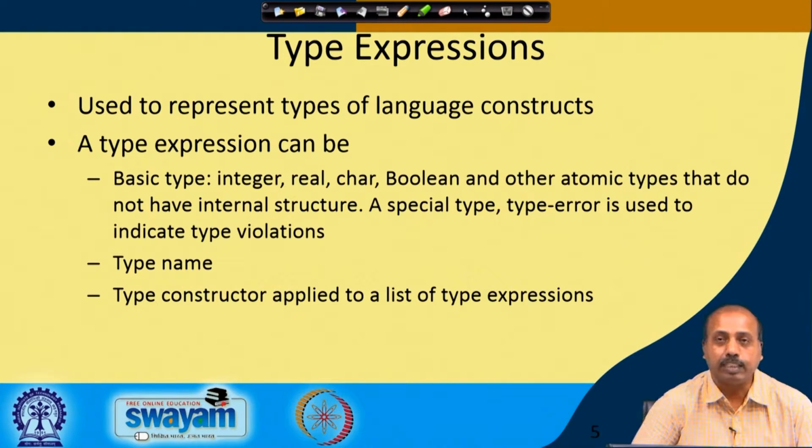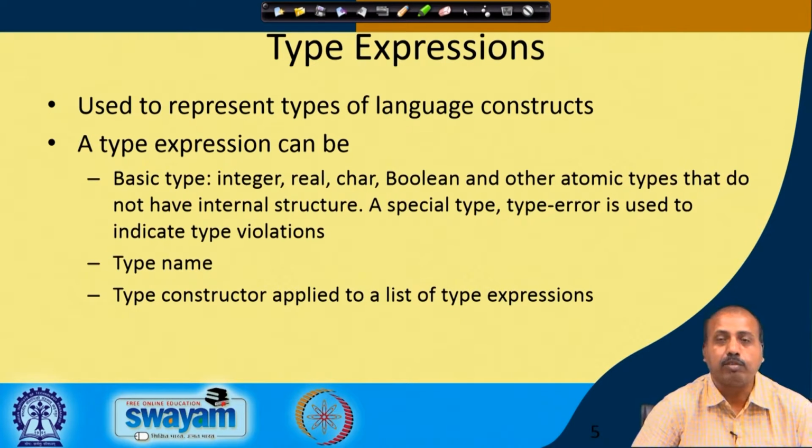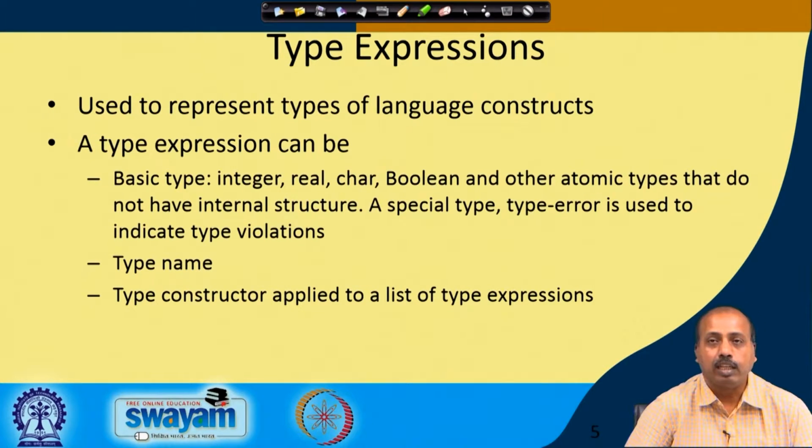If that is the case, then integer also can become a derived type, particularly if you are looking into hardware description languages. There we have bits as the basic type, and from there we can construct integers of different bit widths. Similarly, real, character, boolean are all atomic types and they do not have further internal structure. And there is a special type called type error.